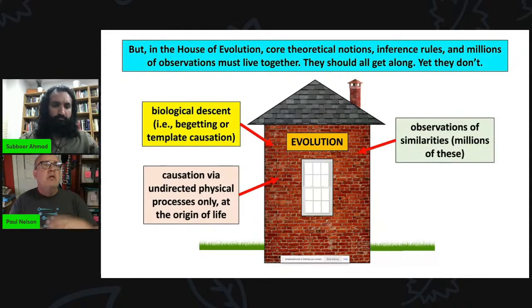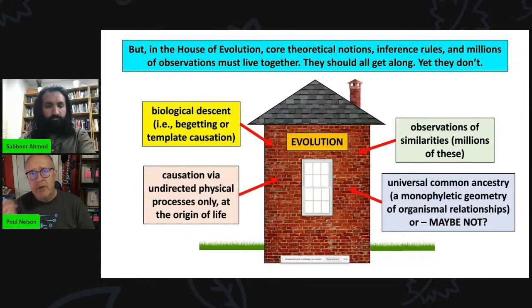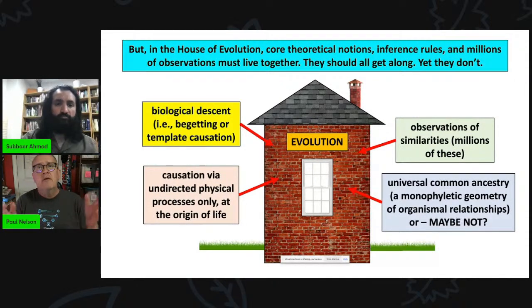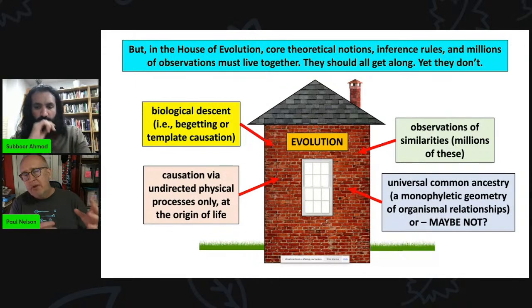All right. You have millions of observations of similarity, and you have to sift them. Which are the ones that are homologies? Which are the ones that are homoplasies? How can I tell the difference between the two? And you have a commitment to a particular geometry of relationships. Now, that may be Darwin's single tree, right? The monophyletic single tree picture going back to LUCA, the last universal common ancestor, or maybe not. So one of the things that's happened in my lifetime as a student of evolutionary theory is I have watched prominent evolutionary biologists who have no sympathy for intelligent design at all.